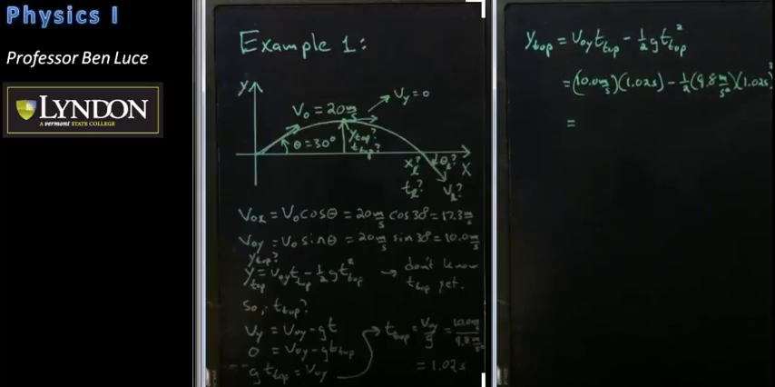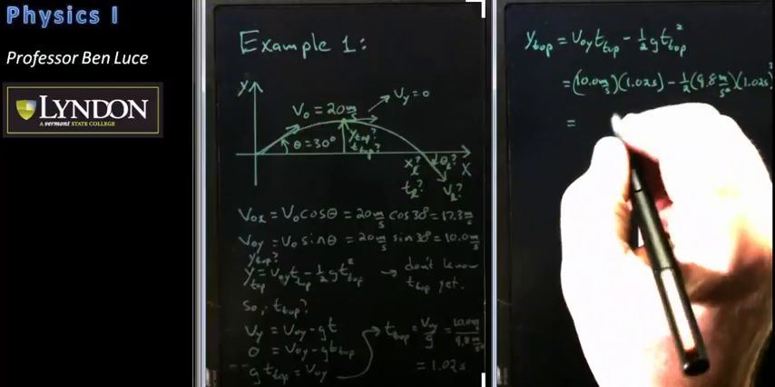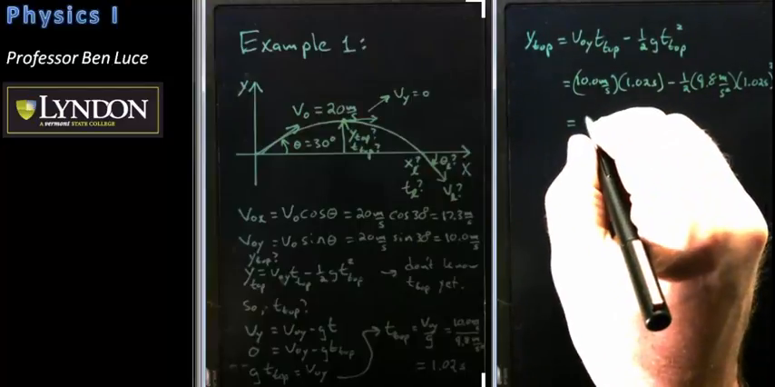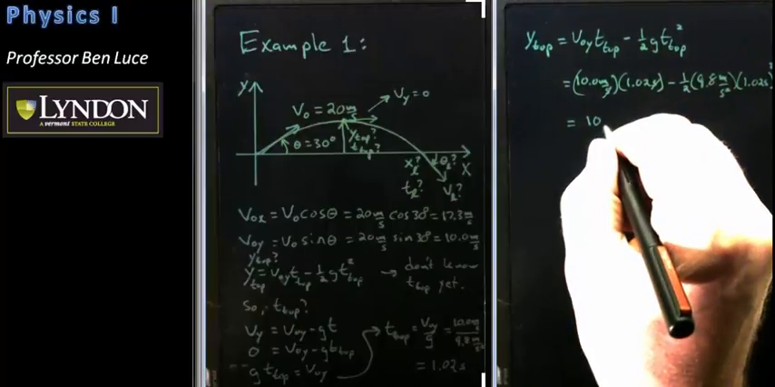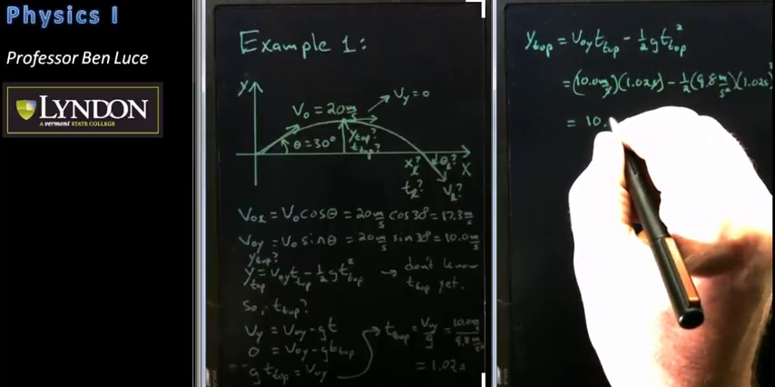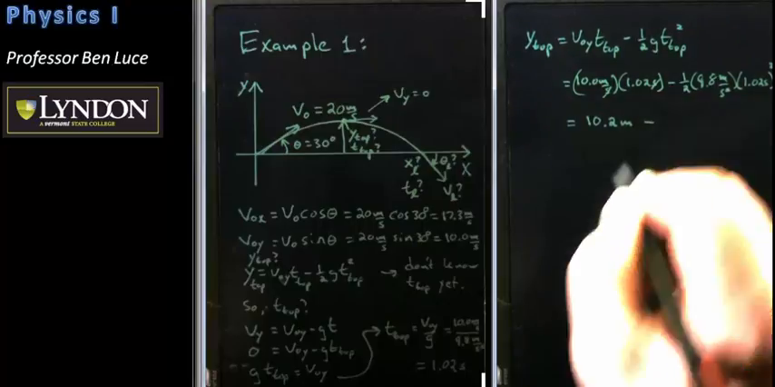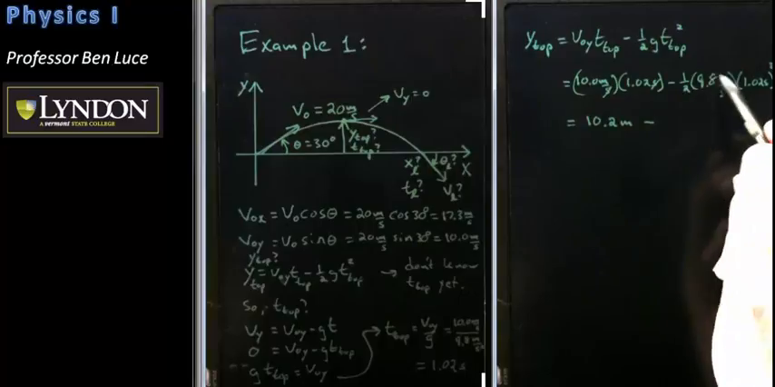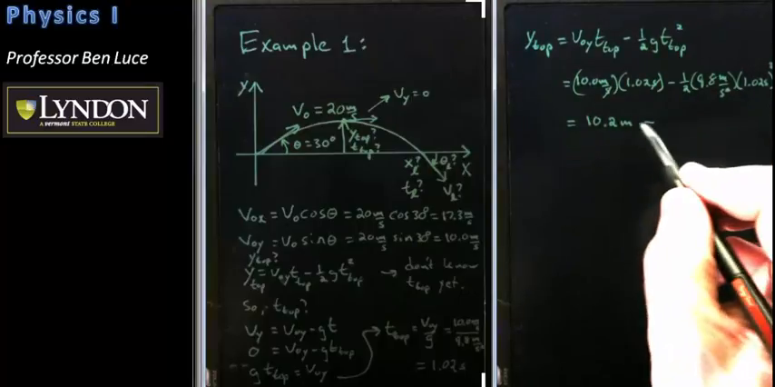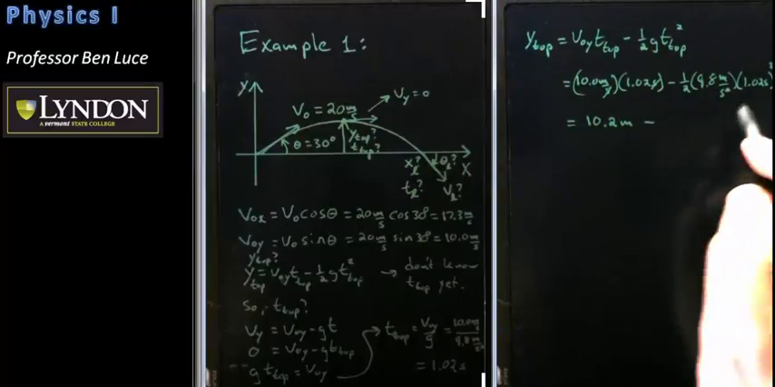And compute. The first, we can calculate that very quickly. That will give us, after the seconds cancel here, 10.2 meters. And the second part is going to come out to be about half that. In fact, it will be exactly half that.